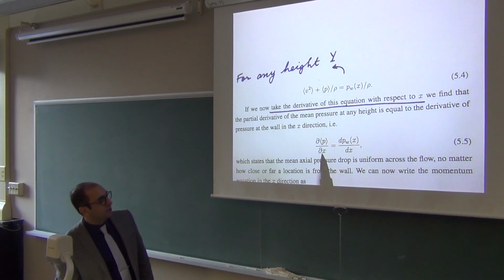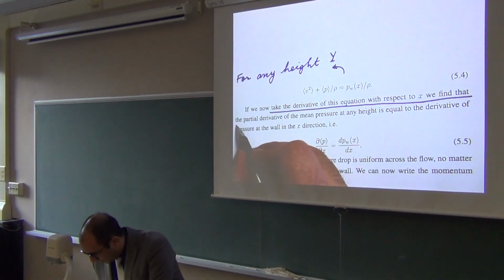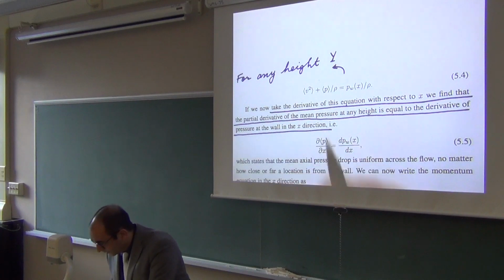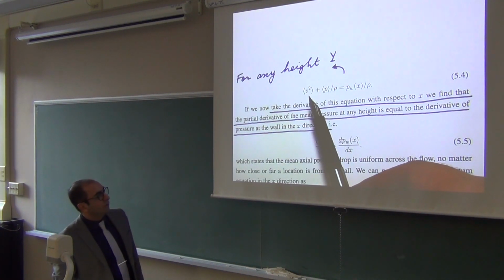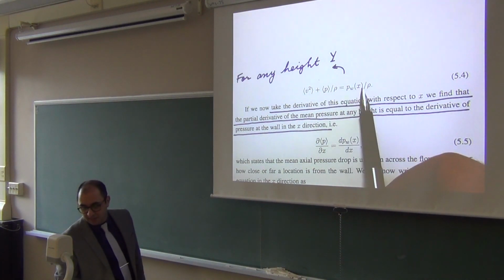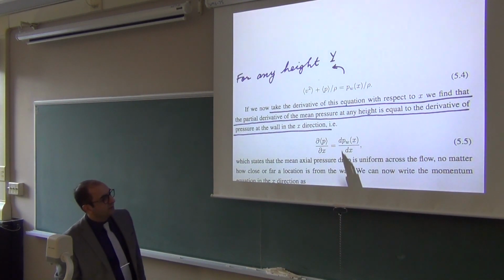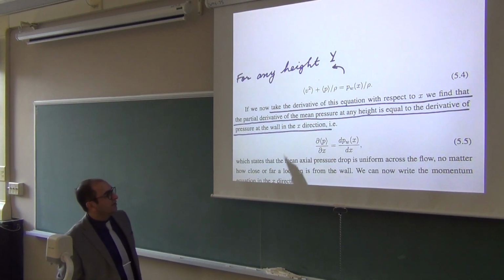First of all, what's the derivative of pressure with respect to x? We'll find that the partial derivative of the mean pressure at any height is equal to the derivative of the pressure at the wall. So why am I making this statement? If you take the derivative of this equation with respect to x, the variance should not vary with x. That drops out to 0. Then only two terms remain, pressure anywhere and pressure at the wall, right? And surprisingly, the derivatives are the same. Which means that the derivative of the mean pressure at any height is equal to the derivative of the pressure at the wall.